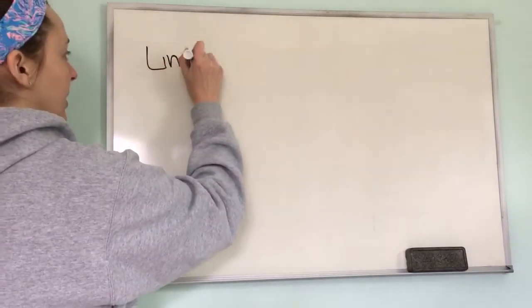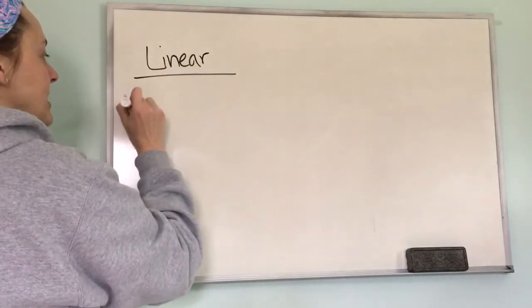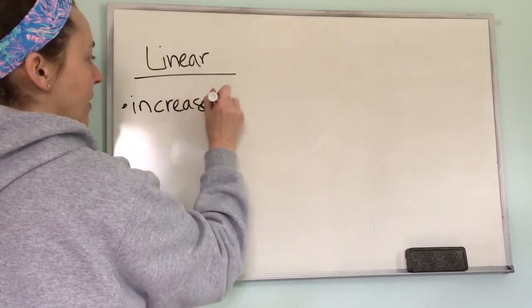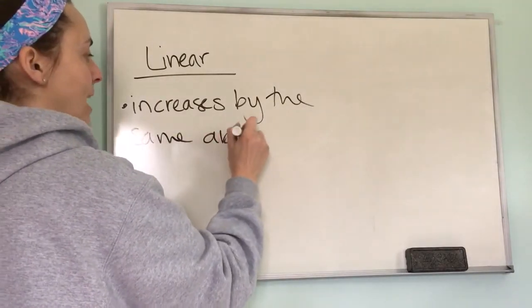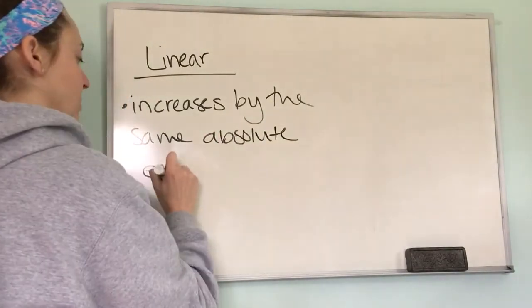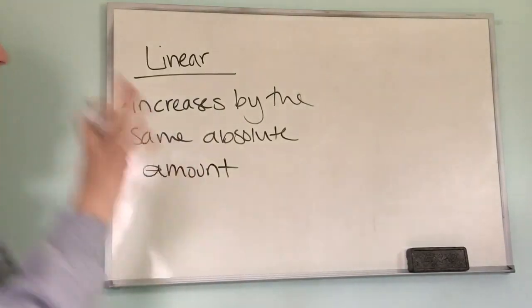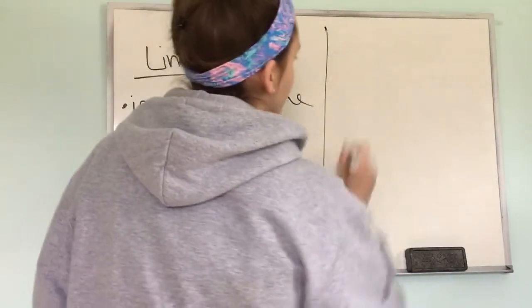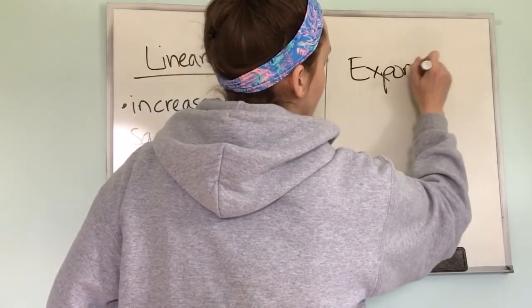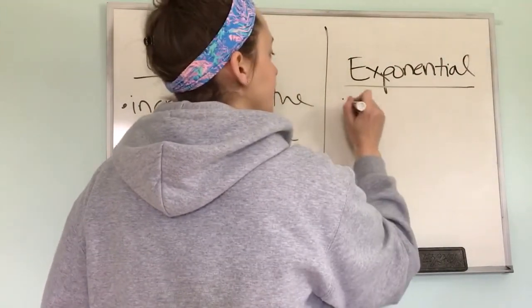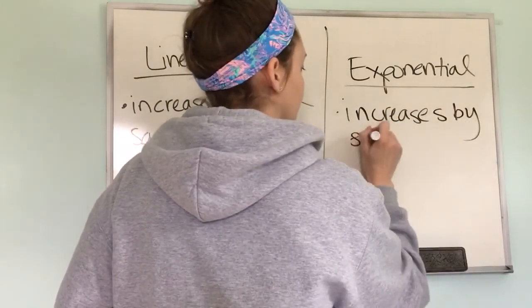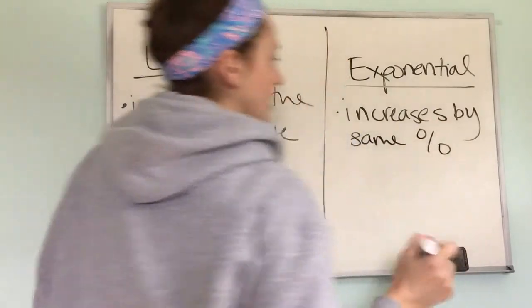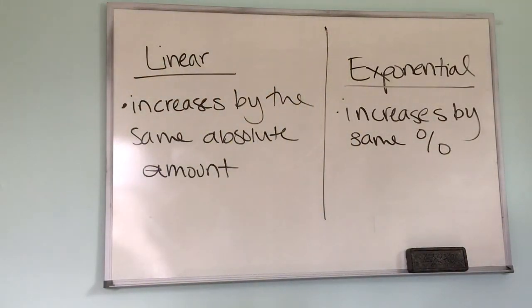Linear growth increases by the same absolute amount. We're going to do examples and we'll show that, but I want to get the definitions out first. When we're talking about exponential growth, it increases by the same percent. Okay? Linear is an absolute amount. Exponential is always a percentage.